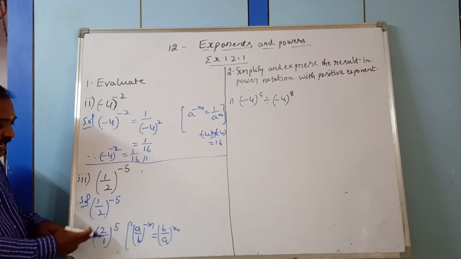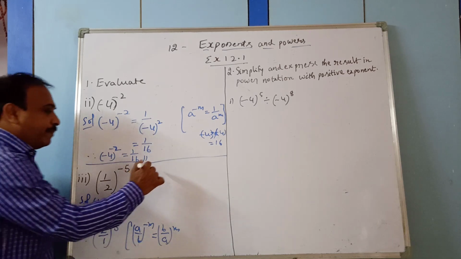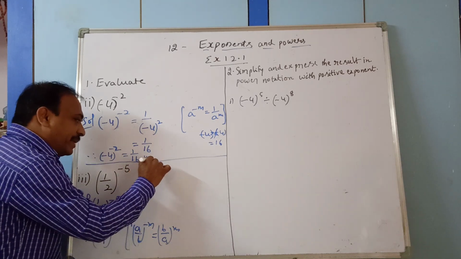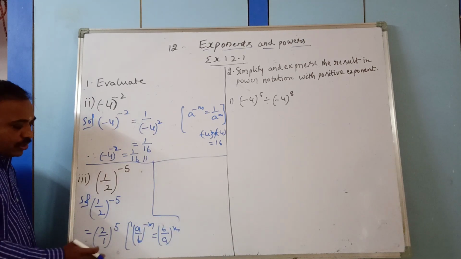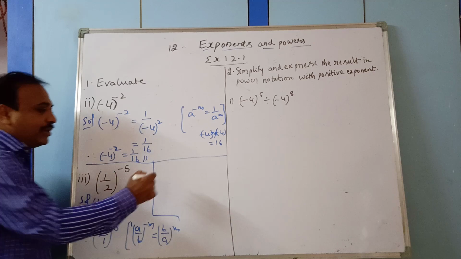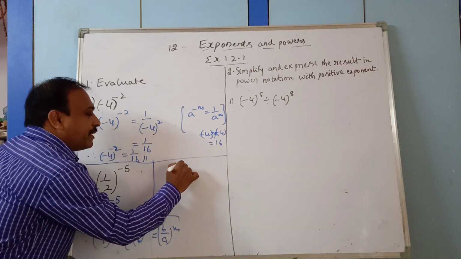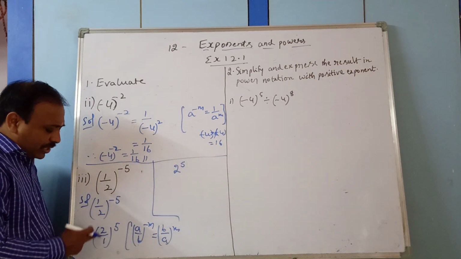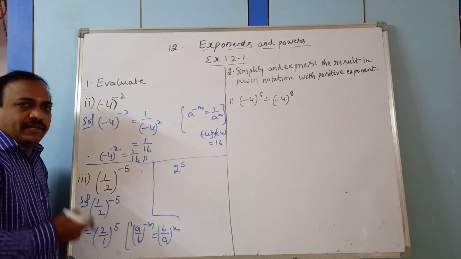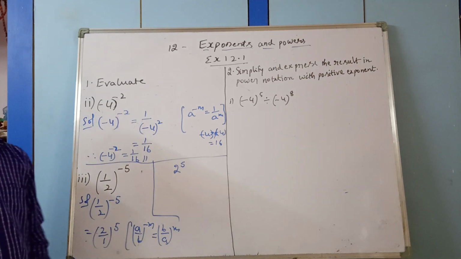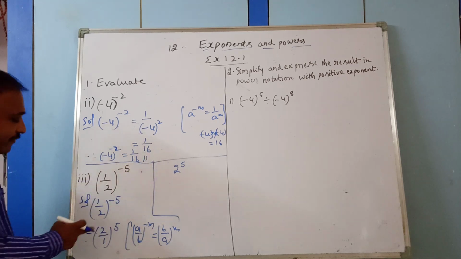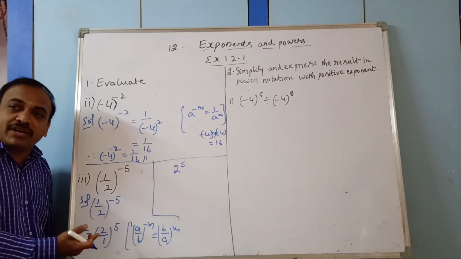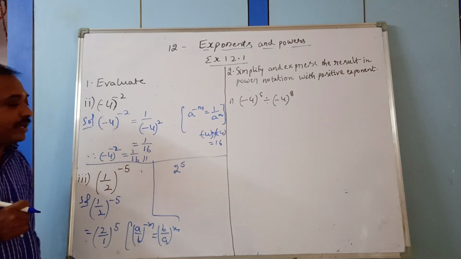Next, now you see here (2/1) whole to the power 5. After this step, (2/1) whole to the power 5 means you have to separate again, so 2 to the power 5 above 1. 2 by 1 is nothing but what? 2 by 1, where the denominator is 1, it doesn't change, right? If it were any other number other than 1, then you would need to apply that power.